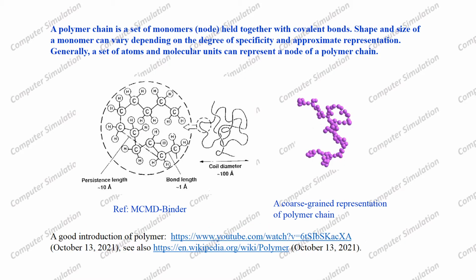A polymer chain is a set of monomers, i.e. nodes, held together with covalent bonds. The shape and size of a monomer can vary depending on the degree of specificity and approximate representation. Generally, a set of atoms and molecular units can represent a node of a polymer chain. The illustrative diagram from MCMD Binder and a model snapshot cover the basic idea behind representing a polymer by a chain. Structure and dynamics of constitutive elements are correlated, as the global properties result from their cooperative and competing mechanisms.